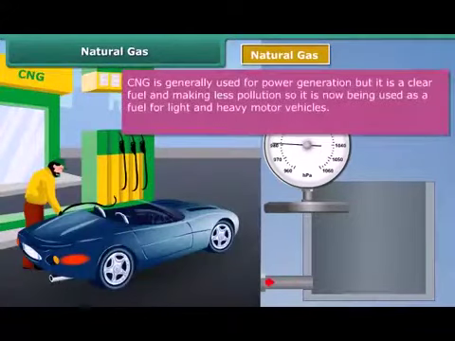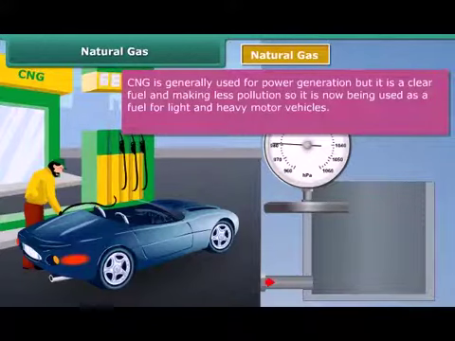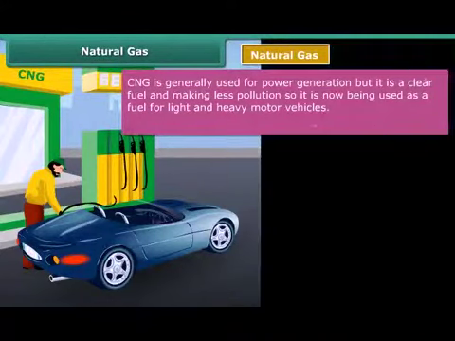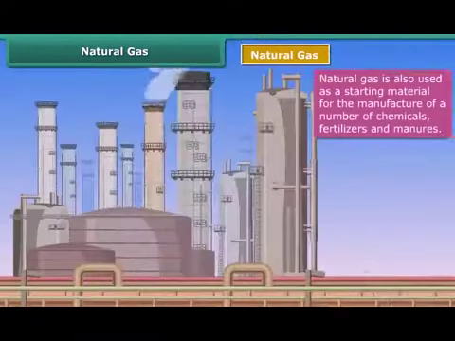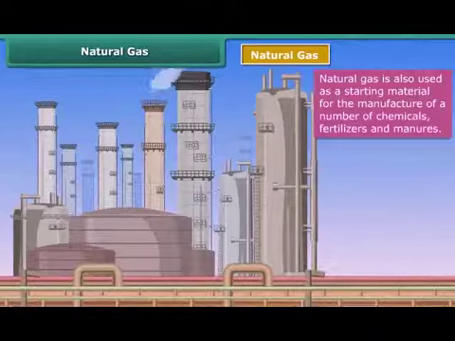CNG is generally used for power generation, but due to being less polluting, it is being used as a fuel for vehicles. It is also used for cooking purposes. Natural gas is also used as a base material for the manufacture of a number of chemicals and fertilizers.